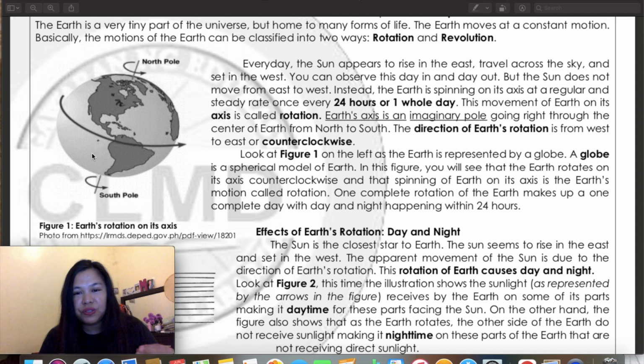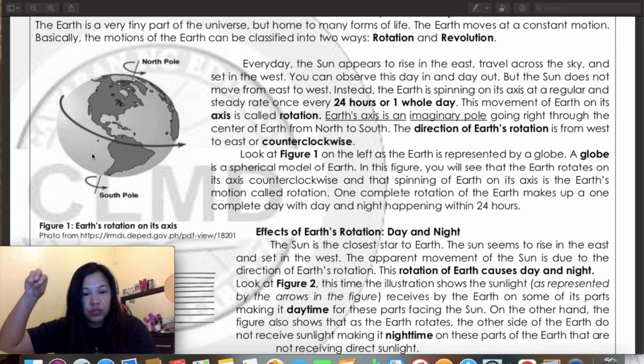So, the Earth's axis is an imaginary pole going right through the center of the Earth from north to south. Then, the direction of Earth's rotation is from west to east, or counterclockwise. So, ang start ng ikot niya is from west to east, counterclockwise. Okay, tatandaan natin yan, how the Earth rotates, the direction of the Earth's rotation, from west to east. Tatandaan niyo po yan. Comment niyo yan, Earth rotation from west to east.